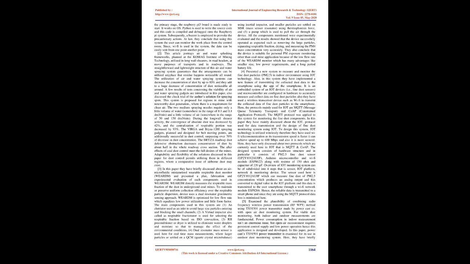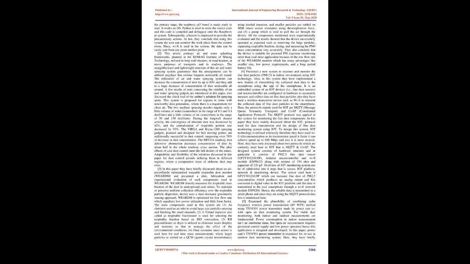This system is proposed for regions in mines with noteworthy dust generation, where there is a requirement for clean air. The two medium spraying nozzles require only a small volume of water, in the range of 0.1 to 0.4 dm3/min, and a small volume of air, in the range of 50 to 150 dm3/min. During the longwall shearer operation, the concentration of total dust was decreased by 42%, and the concentration of the respirable fraction was decreased by 93%.